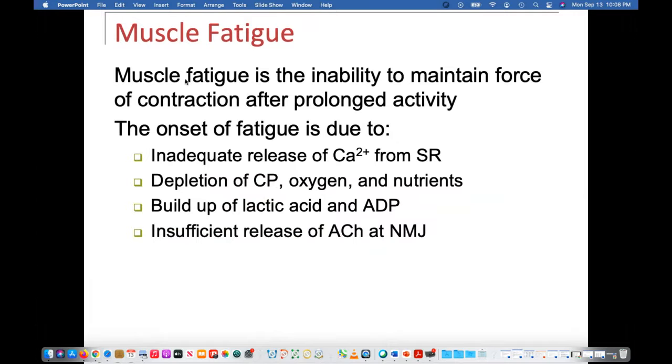What can produce muscle fatigue? Muscle fatigue is the inability to maintain force of contraction for an extended period of time. The onset of fatigue may be due to an inadequate release of calcium from the sarcoplasmic reticulum. If you don't have enough calcium, you're not going to be able to contract hard enough. Maybe there's depletion of creatine phosphate, that energy source, depletion of oxygen, or depletion of nutrients: B1, B2, B3, protein, fats, carbohydrates, CoQ10, iron. It can come from a buildup of lactic acid and ADP, or just not having enough acetylcholine, an excitatory neurotransmitter at the neuromuscular junction.